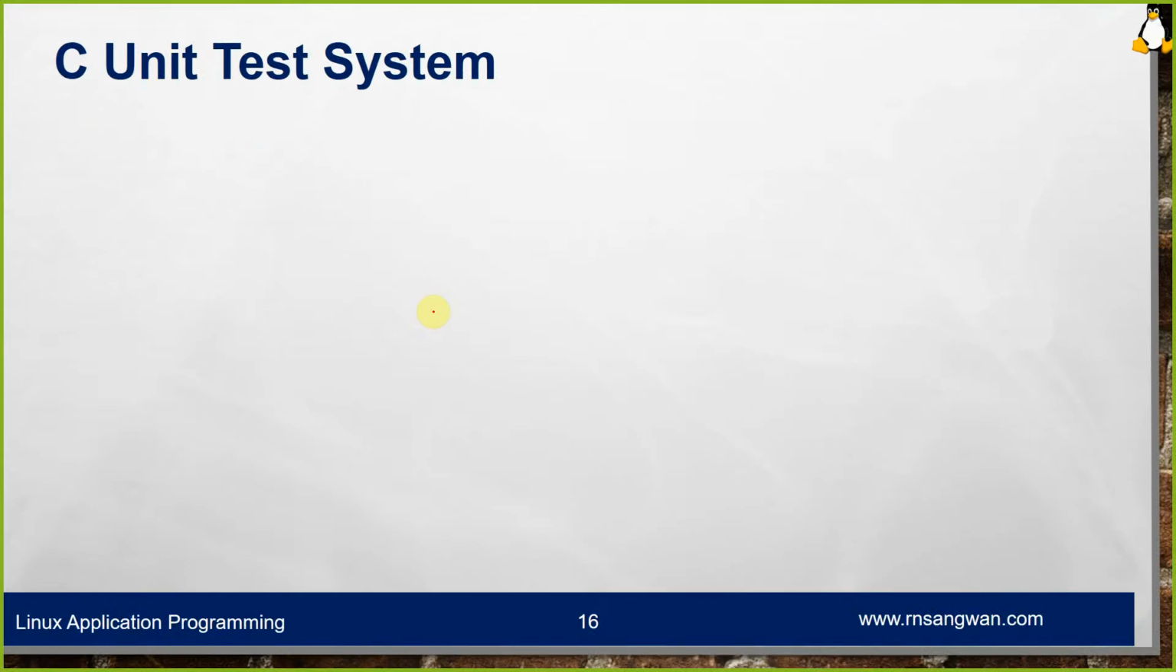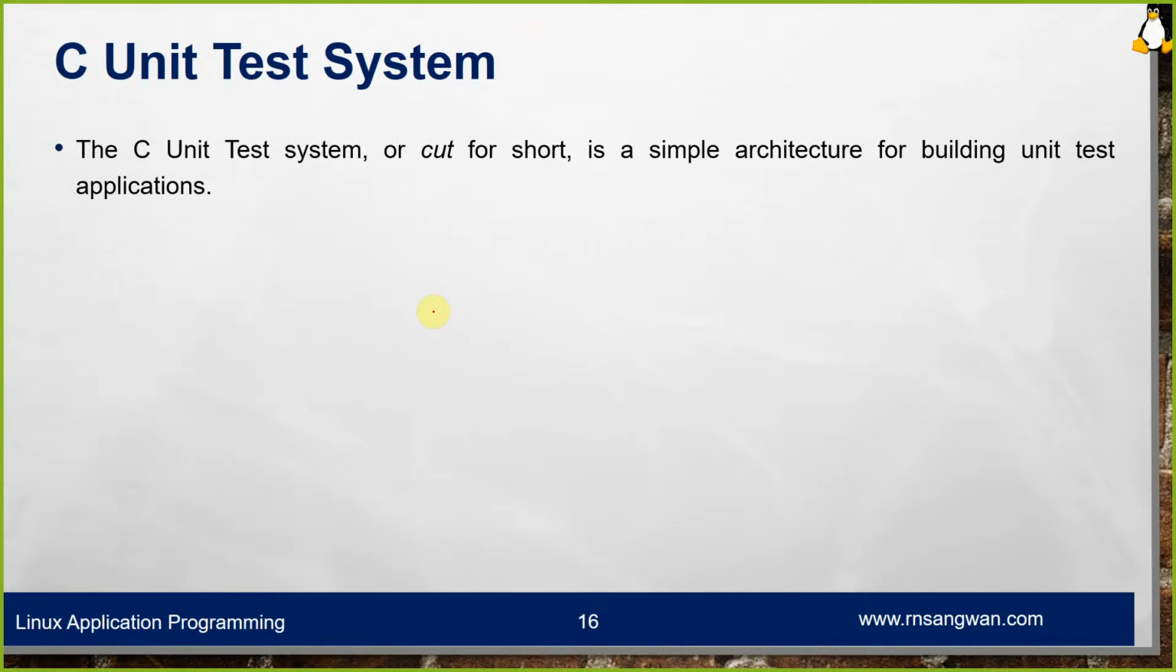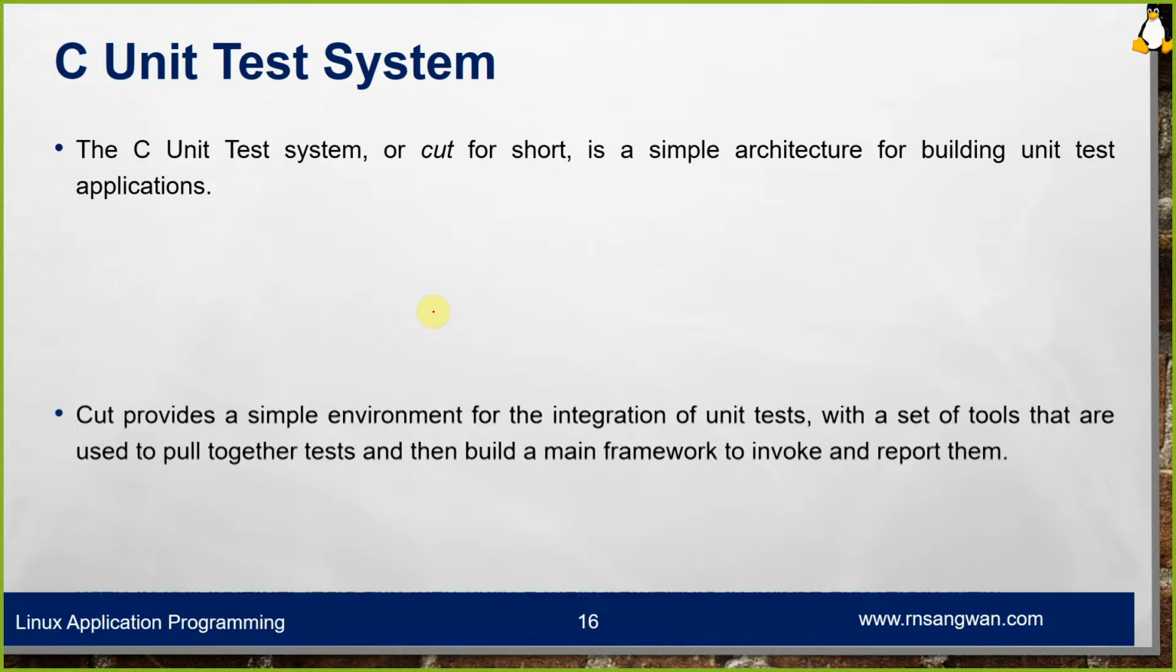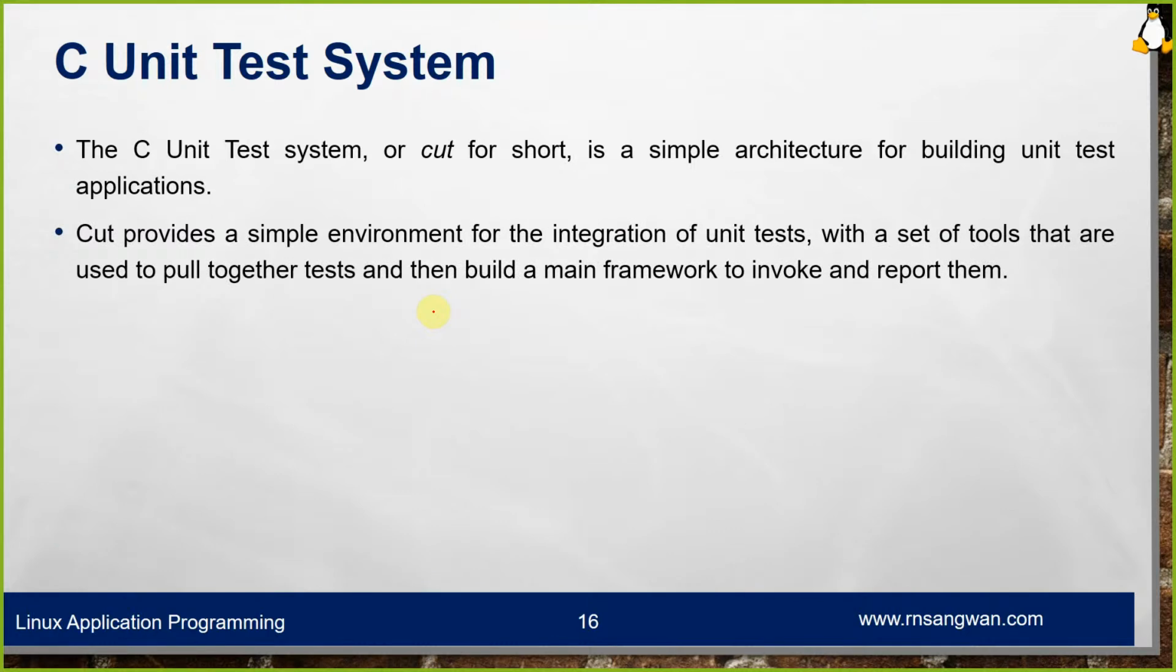The C Unit Test system, or CUT. The C Unit Test, or CUT for short, is a simple architecture for building unit test applications. It is open source. It's available on sourceforge.net. I have downloaded it from there itself. CUT provides a simple environment for integration of unit tests, with a set of tools that are used to put together tests and then build a main framework to invoke and report them.